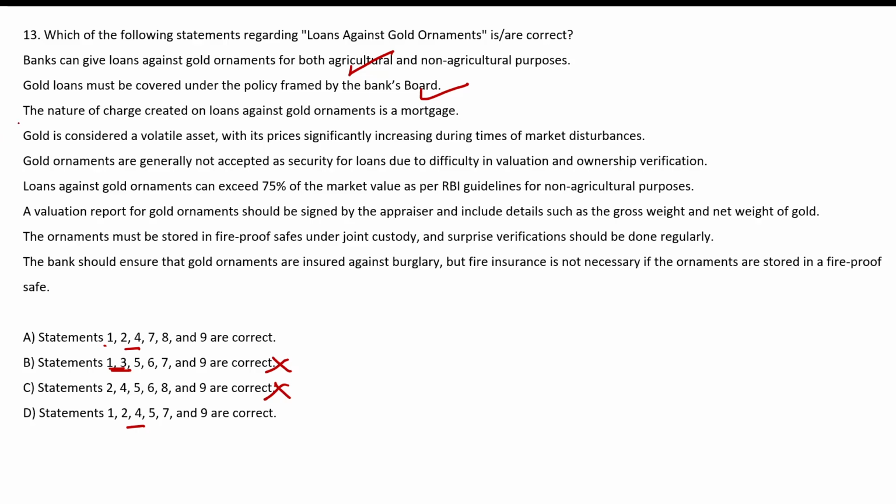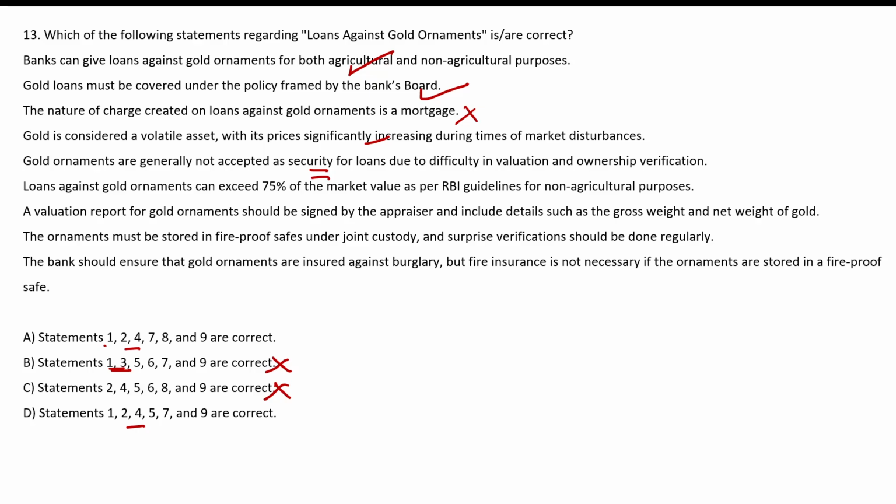So if you read statement, the nature of charge created against gold ornament is a mortgage. Actually, it is a pledge and not a mortgage. So anyways, this statement was not correct and we are not required to read this statement. We can skip reading statement 4 as well. Let's read statement number 5 to determine which option is correct. And the rest of the statements, statement 6, 7, 8 and 9, I am not required to read.